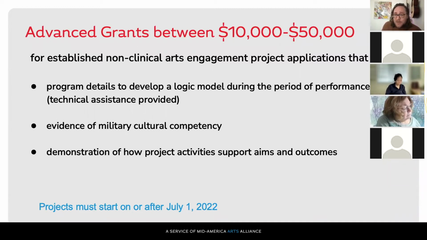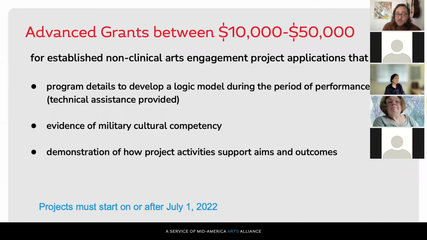Advanced grant tier amounts can range from $10,000 to $25,000 for projects completed during 1 year that is implemented on or after July 1st, 2022 and completed on or before June 30th, 2023. Projects that take place over the course of 2 years can request up to $50,000 and are to be concluded on or before June 30th of 2024. The advanced grant tier provides support to organizations for established non-clinical arts engagement projects.